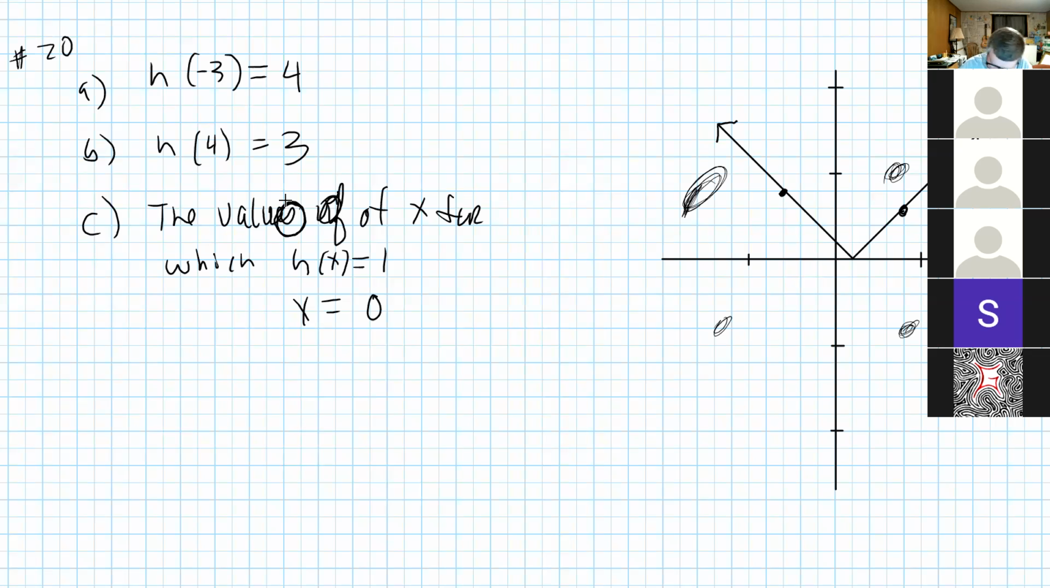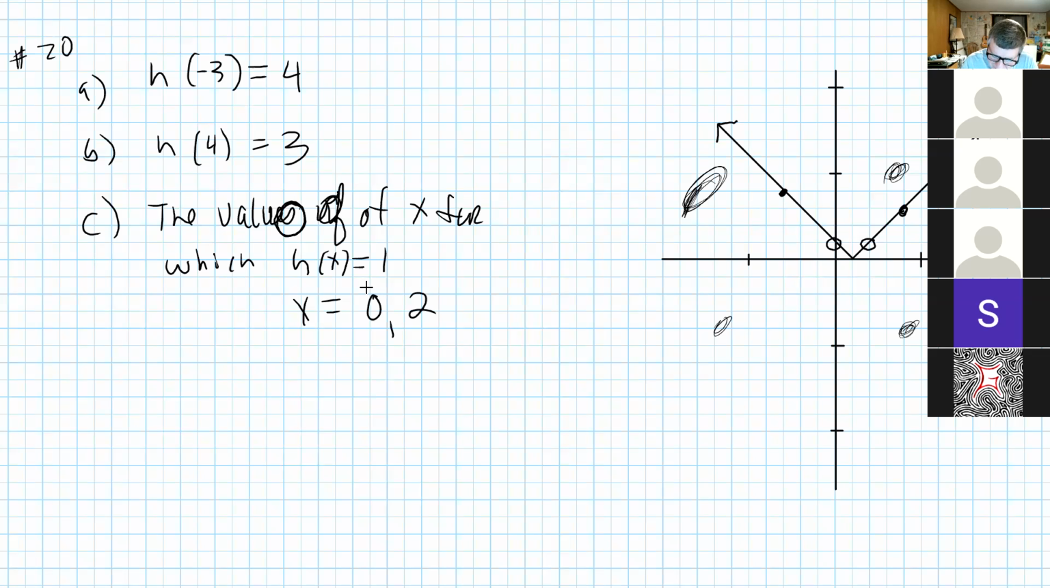Values. Equals 1 is just that point, isn't it? Okay. So when x is 0, y is 1. When x is 2, y is 1. All right. Yep, basically, that makes sense.